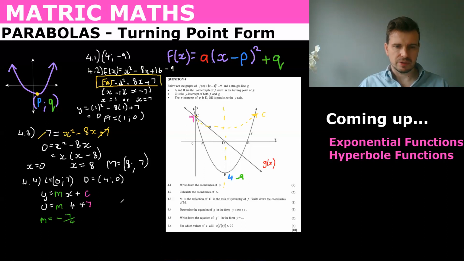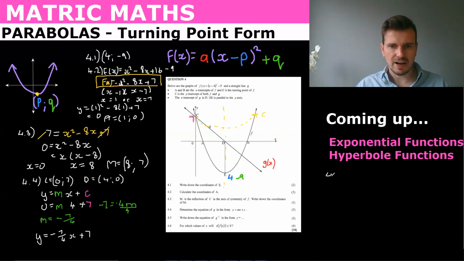I'll just show you that quickly. 4m equals minus 7 when the 7 comes across, and then we divide through by 4, and that's how I got this here. Right, so now they want the form, so we just have to write that in. So it's y equals negative 7 over 4 x plus 7.